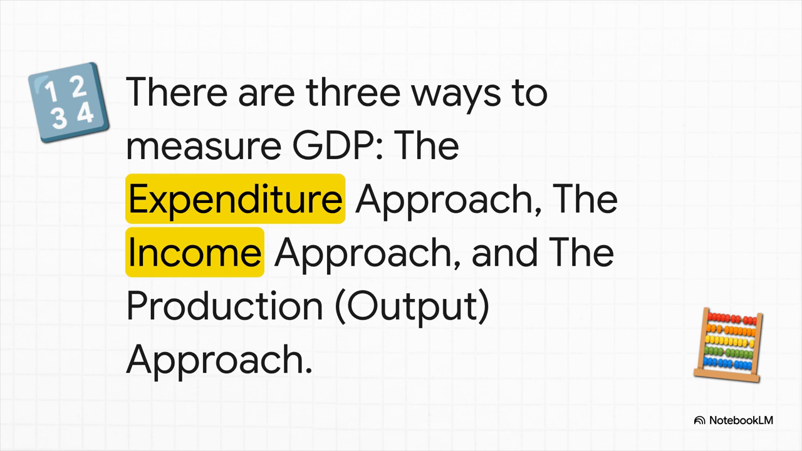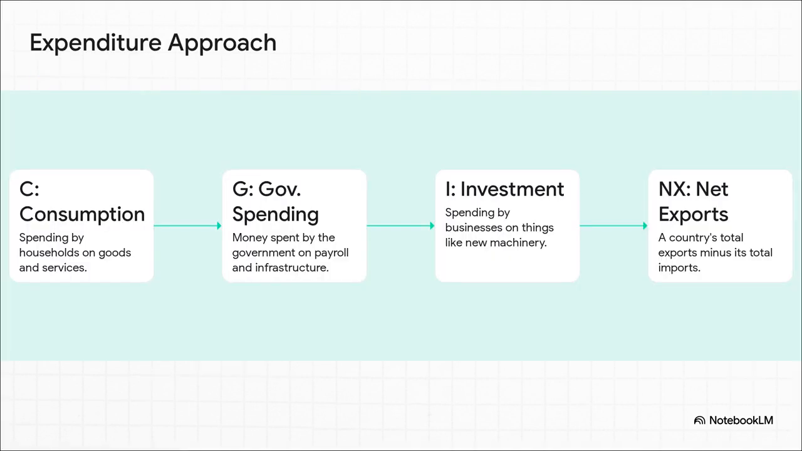You've got the expenditure approach, which adds up all the spending. Then there's the income approach, which adds up all the income. And finally, the production approach, which sums up the value of everything made. Now here's the cool part. In a perfect world, all three methods should give you the exact same number. The method you'll hear about most often is the expenditure approach.